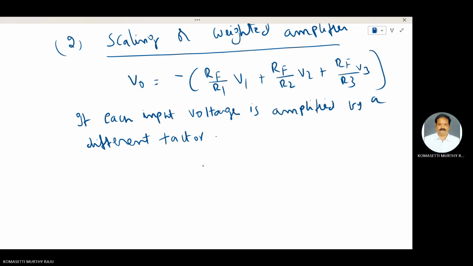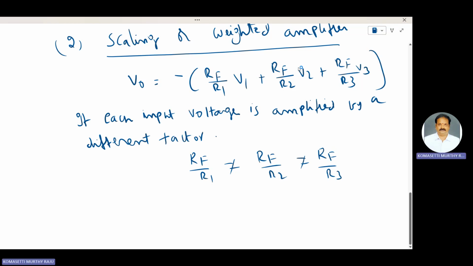Scaling or weighted amplifier. This condition can be accomplished if RF, R1, R2, and R3 are different in values. That means RF by R1 not equal to RF by R2 not equal to RF by R3. This is the weighted one.